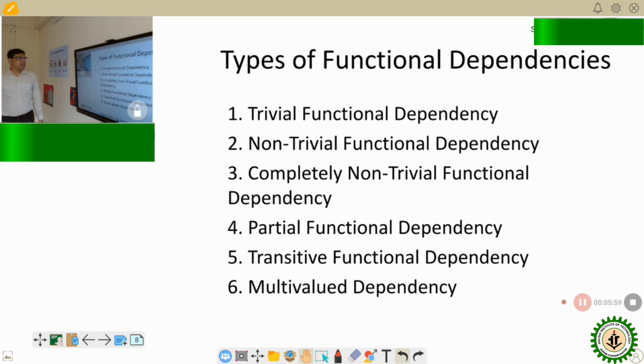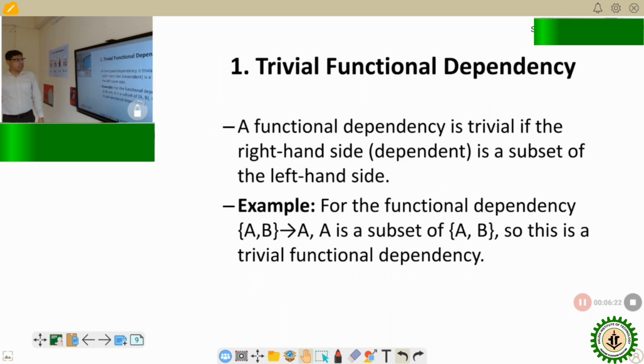Next are the different types of functional dependencies. So trivial functional dependencies, non-trivial functional dependencies, completely non-trivial functional dependencies, partial functional dependencies, transitive functional dependencies, and multi-valued dependencies. So next I will discuss them one by one.